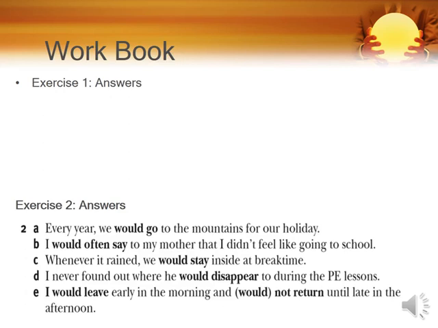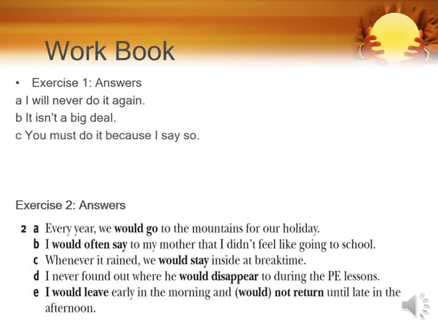So now we will start with the first one, never again. An example answer for this one, to make it a correct sentence: I will never do it again. See, I have I as the subject and will and do as verbs. B, no big deal, can be: it isn't a big deal. As for C, because I say so, to make it correct, you must do it because I say so.